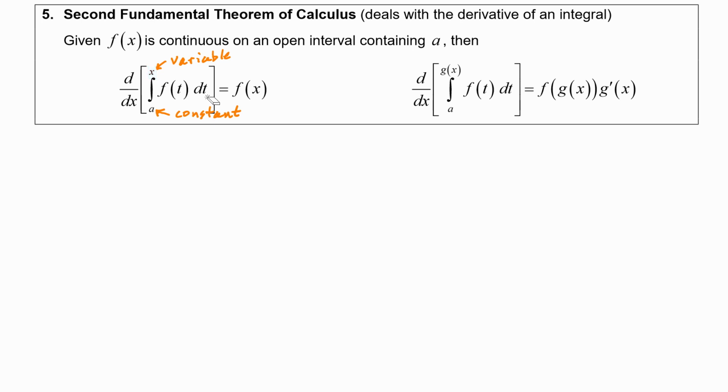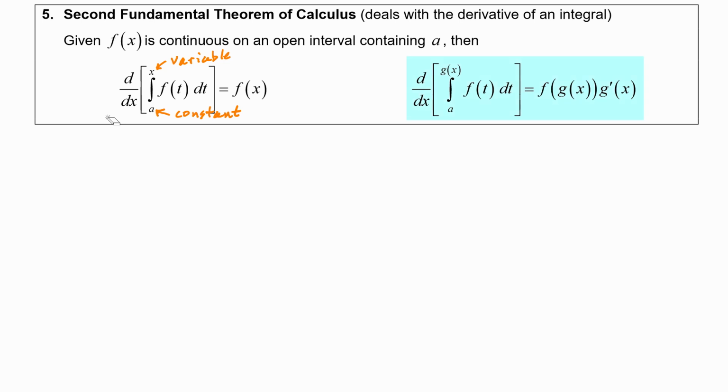Now the t variable is what we call a dummy variable or a temporary variable. This is f of t dt, but it could be f of y dy or f of s ds. It's a temporary variable. The outcome, f of x, is in terms of the x variable, which is who we're differentiating with respect to.